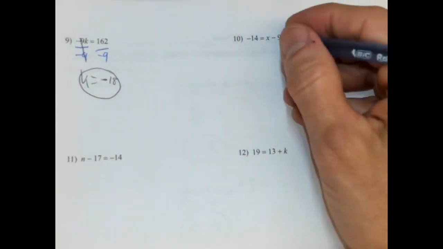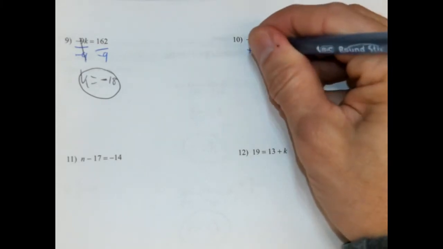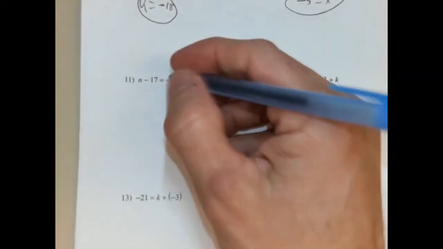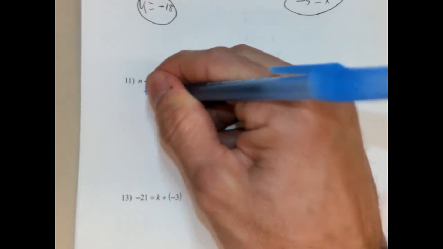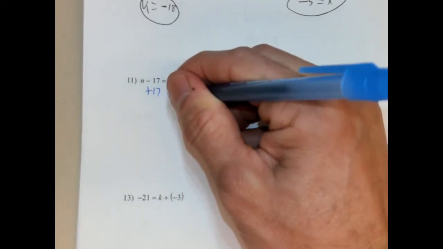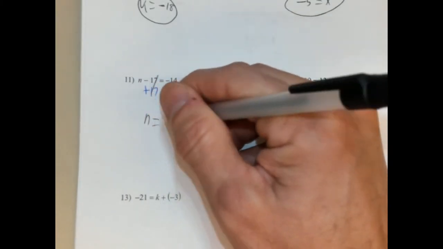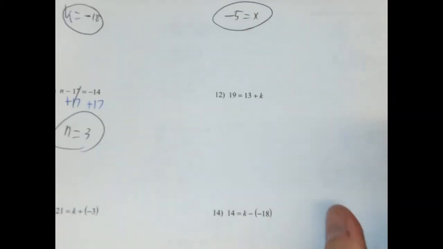There we go. x minus 9 equals negative 14. We're going to add 9 to both sides. Negative 14 plus 9 will be negative 5, so x is equal to negative 5. Here we have n minus 17 equals negative 14, so we're going to do the inverse operation, which is addition. So we are going to add 17. And negative 14 plus 17 would be positive 3, okay?